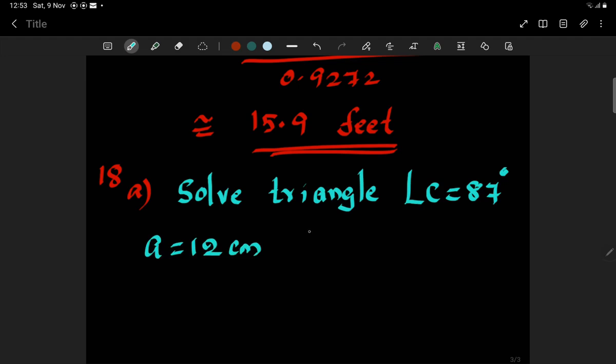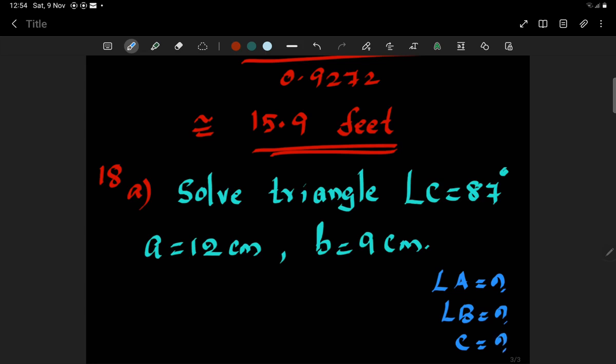Small b is given, that is 9 centimeters. This is given in the question. Solve the triangle. For this question you see only one angle given. The other two angles we need to find out: angle A and angle B, and small c also we need to find out. Sides a and b are given, small c is not given. These three things we have to find out.